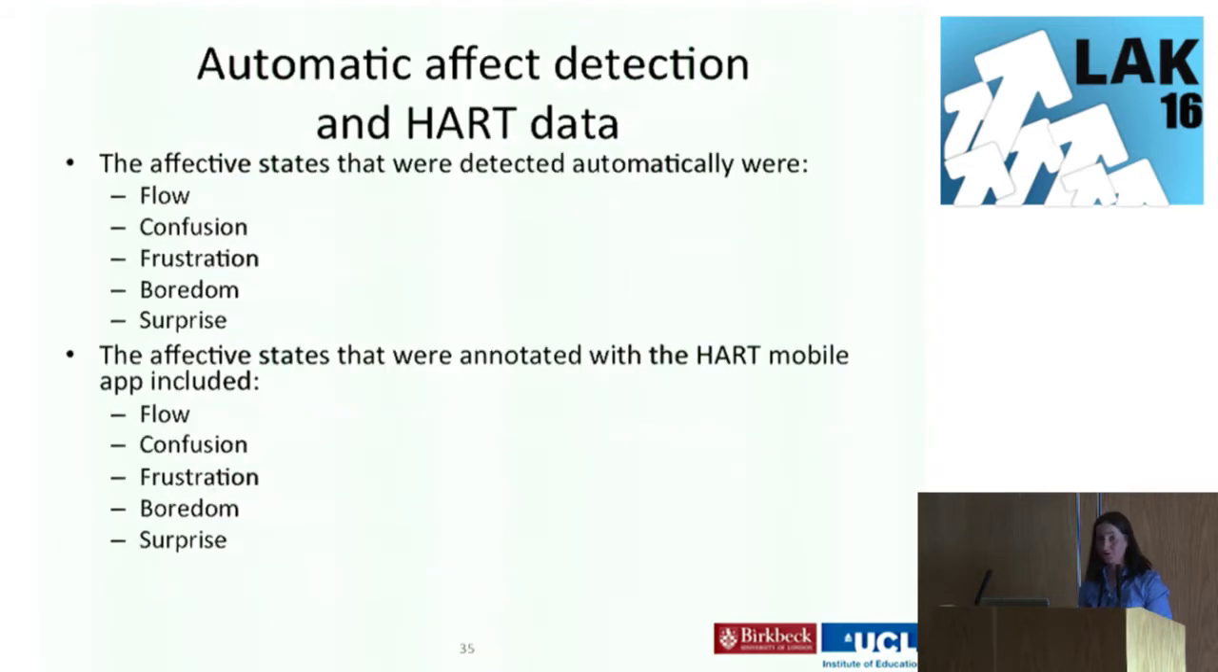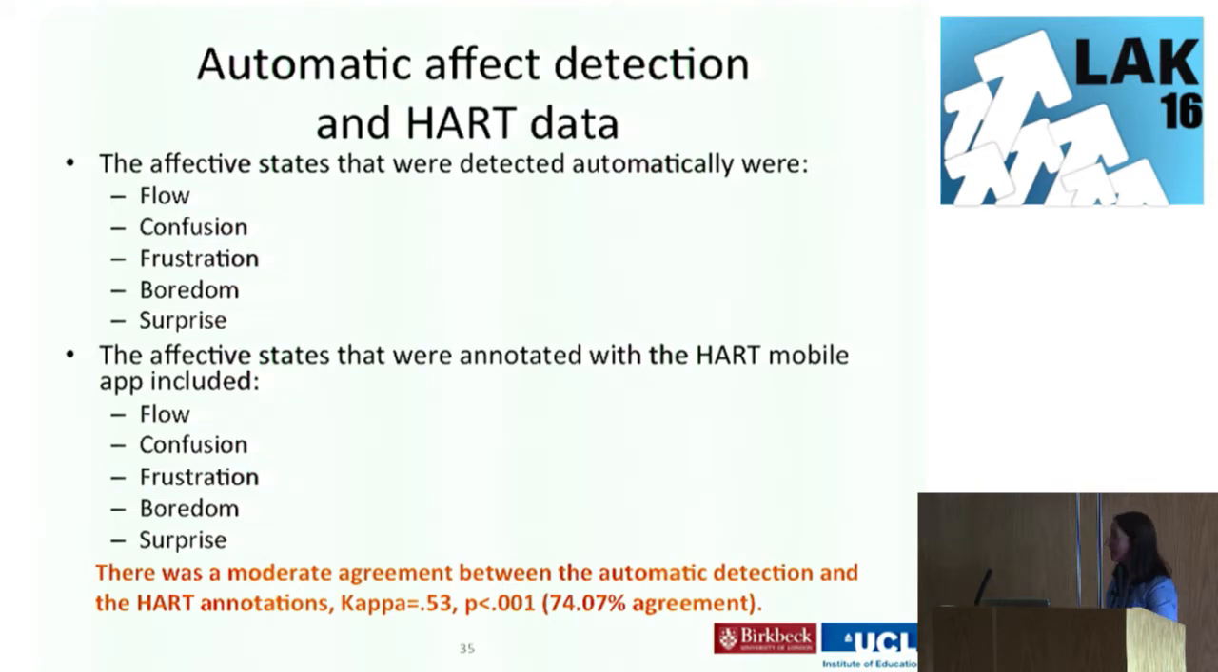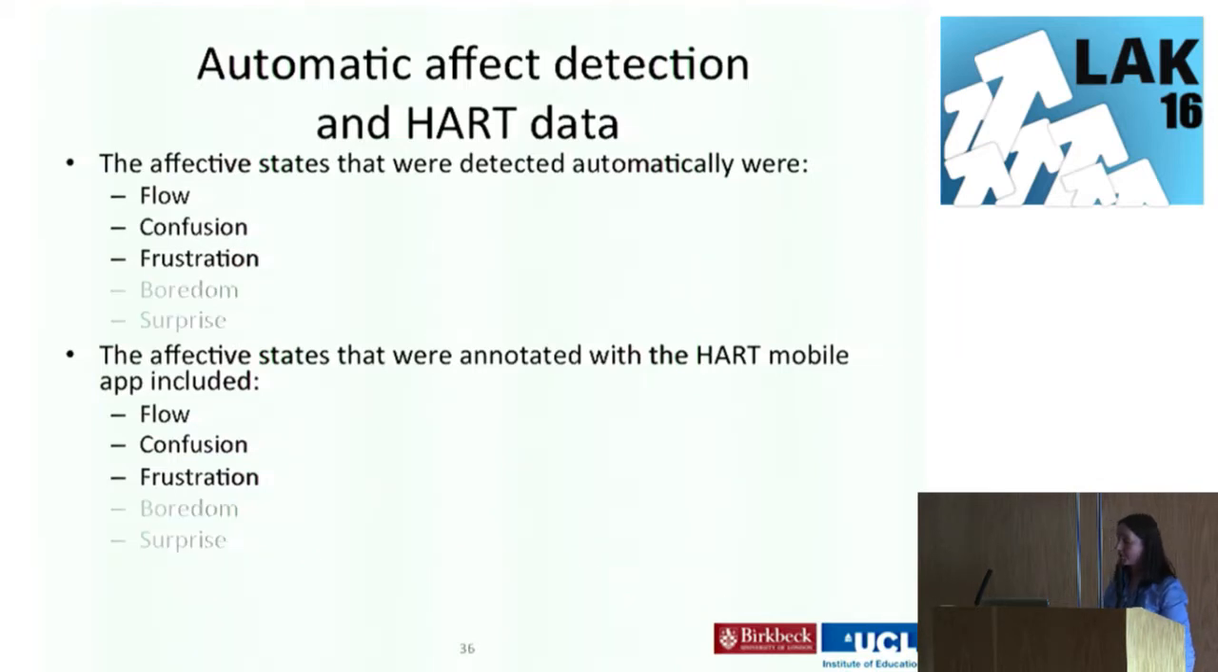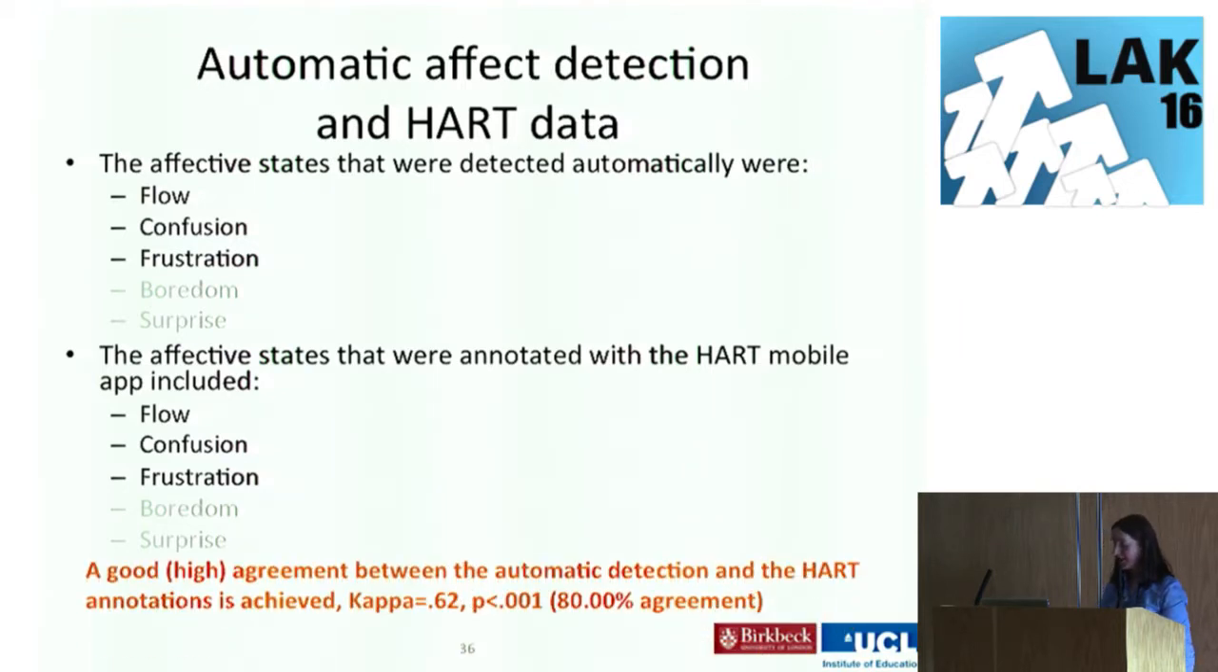Of course, we were interested to explore how well our automatic detection actually worked, and we compared it with the HART data. And if we look at all five different affective states, there was a moderate agreement between the automatic detection and the human detection of the affective states. If we exclude boredom and surprise, because they didn't occur very often, then we actually had a high and a good agreement between the automatic detection and the human annotation, which was quite nice.